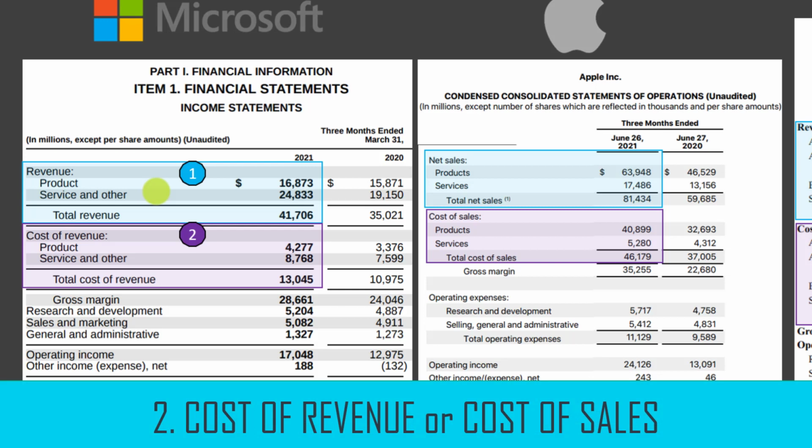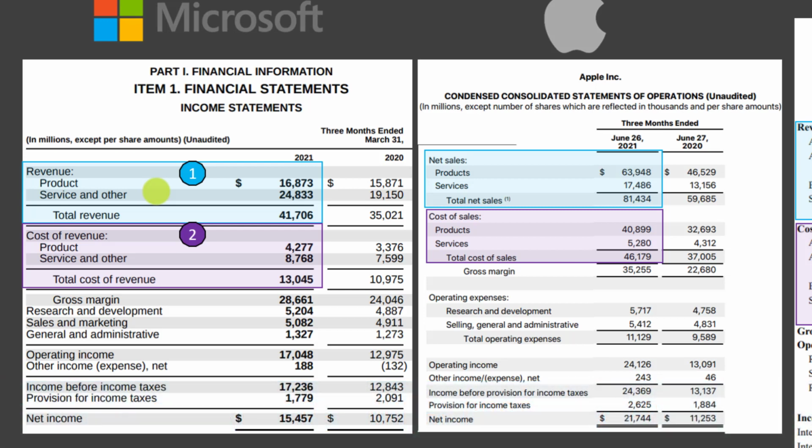This is the direct cost of producing the goods. So this will typically include raw materials, labor, shipping costs, and other costs that were required to build the inventory of products and deliver them to the customers. In this case, Microsoft spent $4,277 million on cost of goods sold in the product area. And then the same thing for the service and other section is $8,768 million.